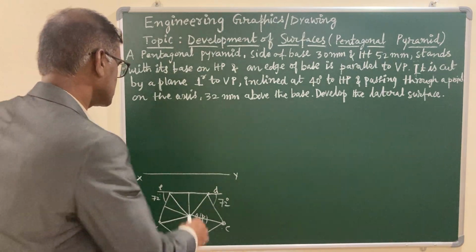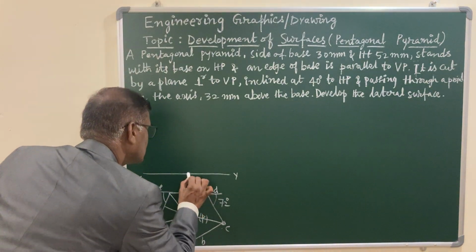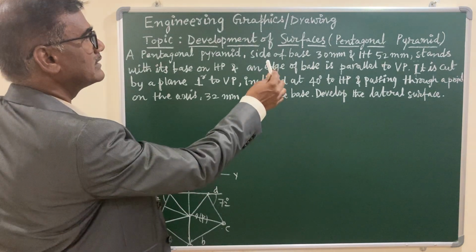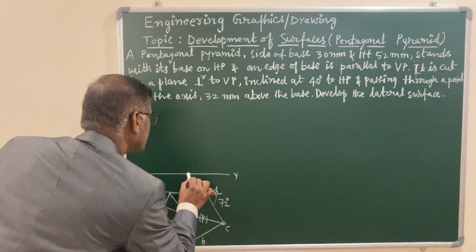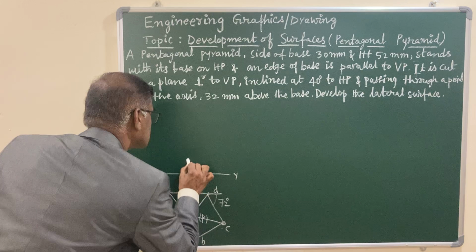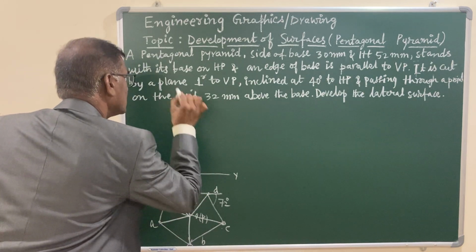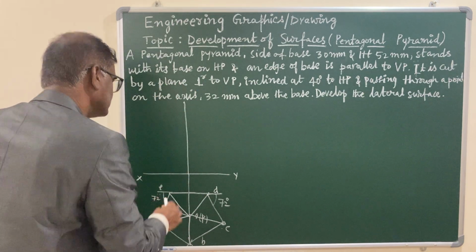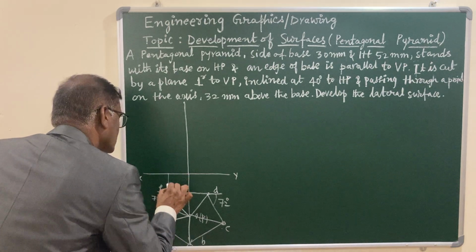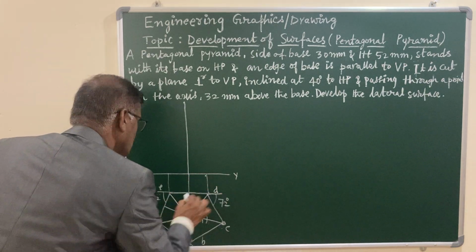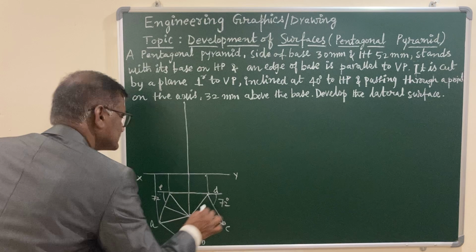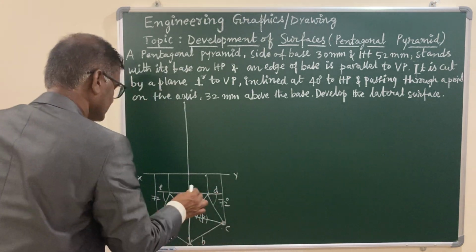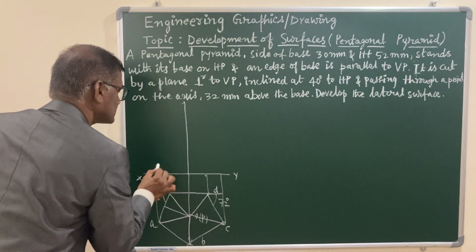Let us project it. Draw the projector and measure the height. Height is given, it is 52 mm, and let us draw a line of length equal to 52 mm, and from all the corners draw the projectors and join with the apex.